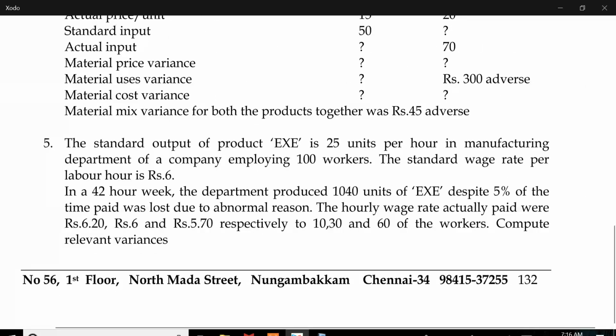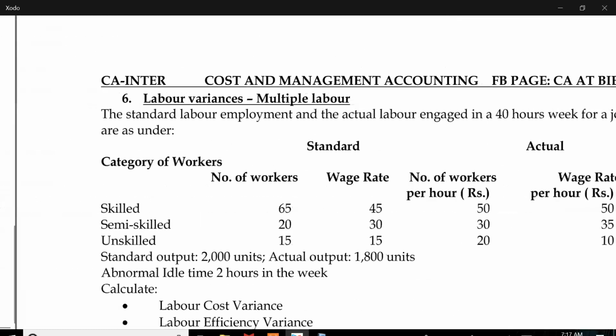Let's do question number 5. The standard output of product EXC is 25 units per hour in the manufacturing department of a company employing 100 workers. Standard wage rate. In a 42-hour week, the department produced 1040 units of EXC despite 5% loss due to abnormal reason. Hourly wage rate, compute relevant variances. Please go through the question.